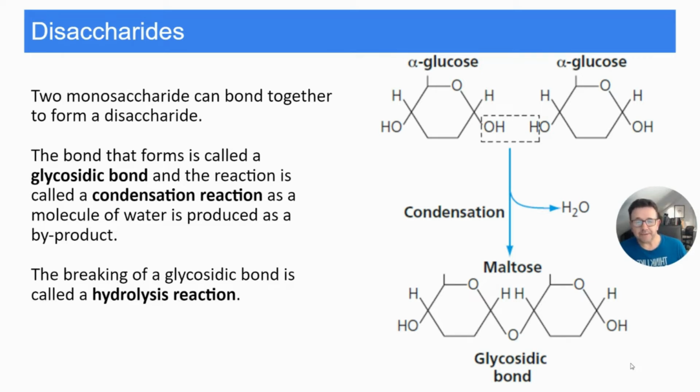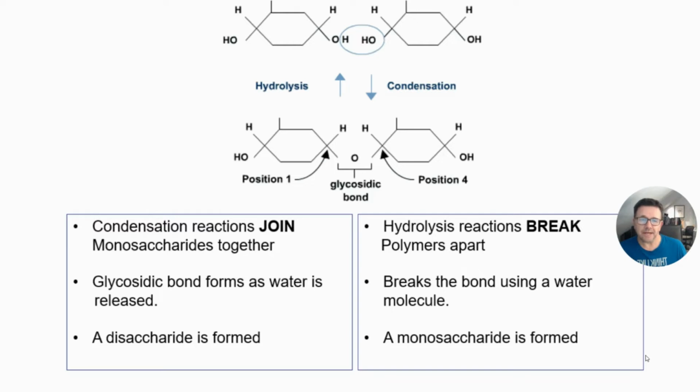The breaking of the glycosidic bond is called hydrolysis. So let's just remind ourselves of that. Condensation joins monosaccharides together, whereas hydrolysis reactions break polymers apart. Glycosidic bonds form as water is released, whereas hydrolysis breaks the bond using a water molecule. In condensation a disaccharide is formed, whereas in hydrolysis monosaccharides are formed.